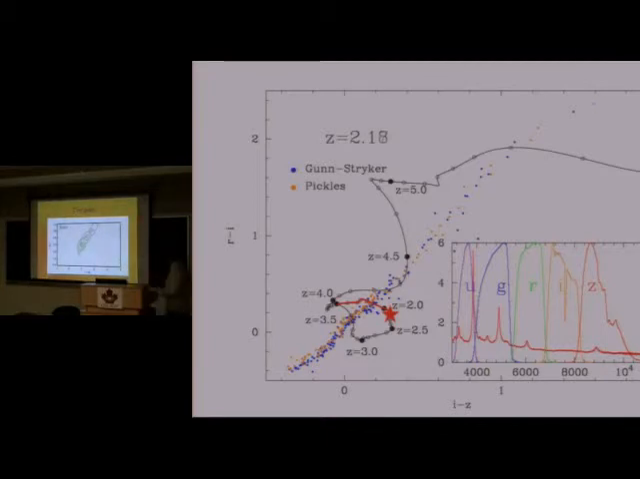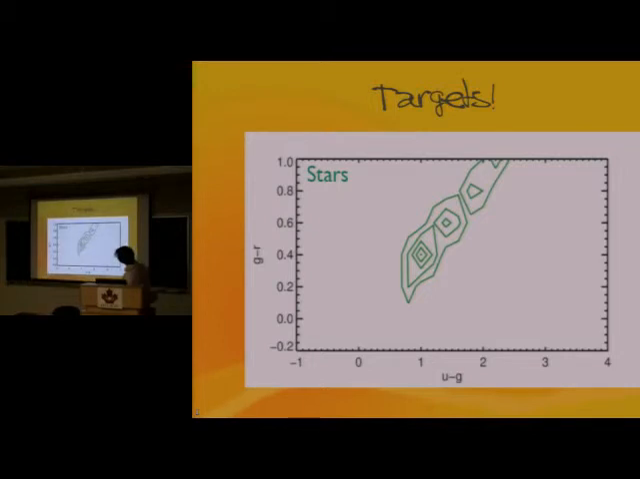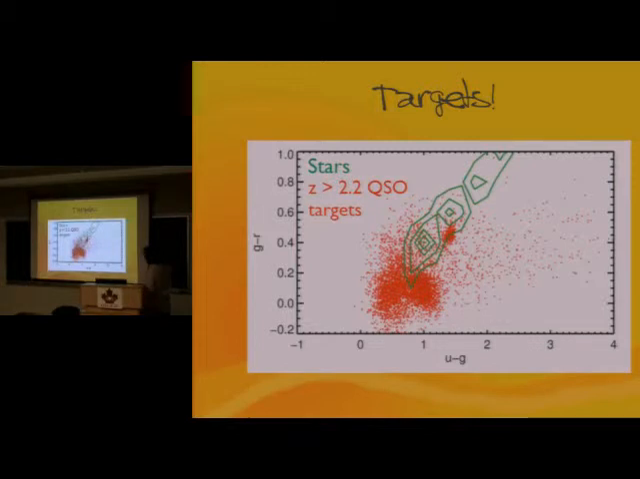So this is again U minus G, G minus R, where the stars live. And these are quasars with redshift bigger than 2.2, the targets you want. This is the way the quasars would sit with respect to the stellar locus if you had no noise in your survey, right? And here you can see you could, in principle, cut things properly and get them out. The problem is that when you have photometry errors, things spread all over the place.